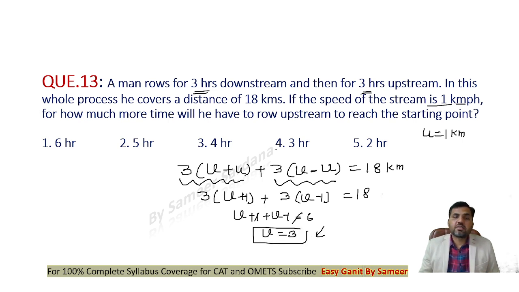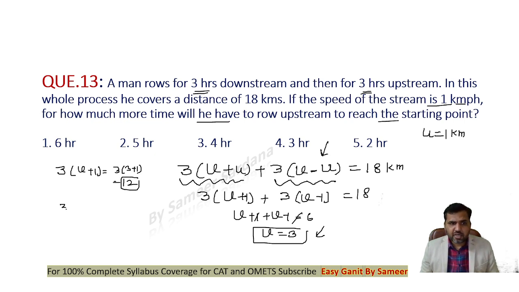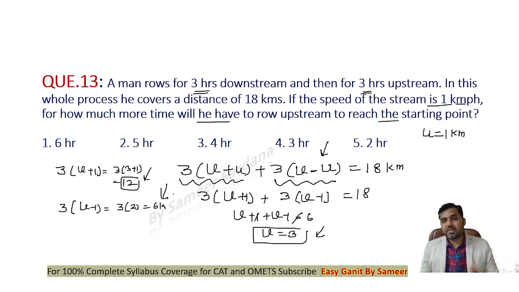Now if V is equal to 3 here, how much more time will he have to row upstream to reach the starting point? You see that if V is 3 here, the total distance traveled downstream would be 3 into V plus 1, that is 3 into 3 plus 1, that is 12, right? Total distance traveled is 12. And when this person is going upstream, the distance traveled will be 3 into V minus 1. Now 3 into V is 3, 3 minus 1, 2, that is 6 kilometer. So out of 12 kilometer, this person has traveled upstream only 6 kilometer.